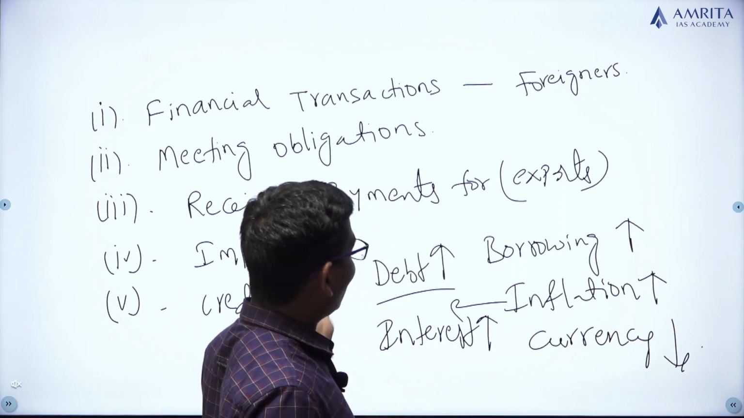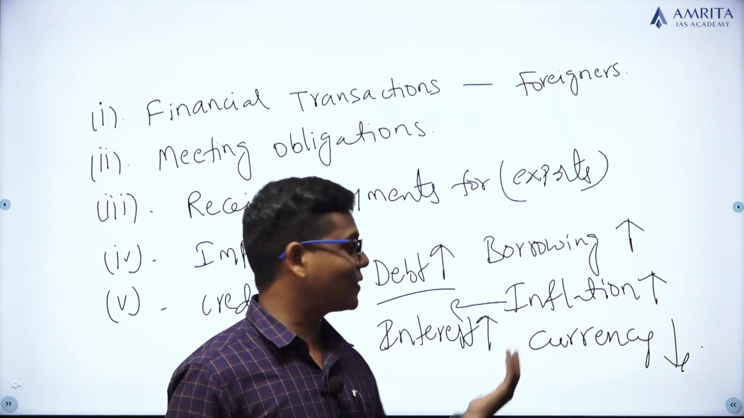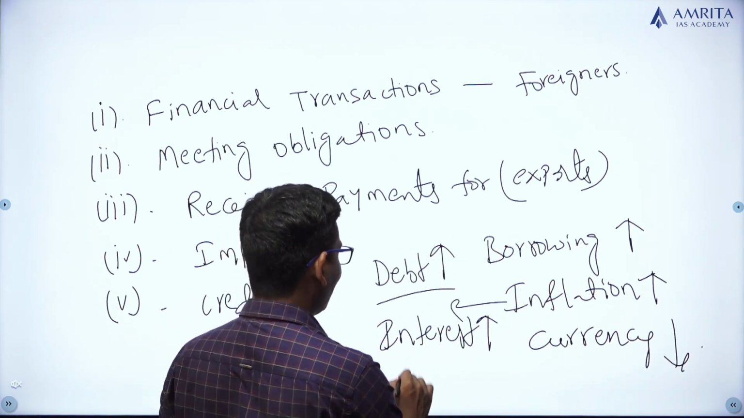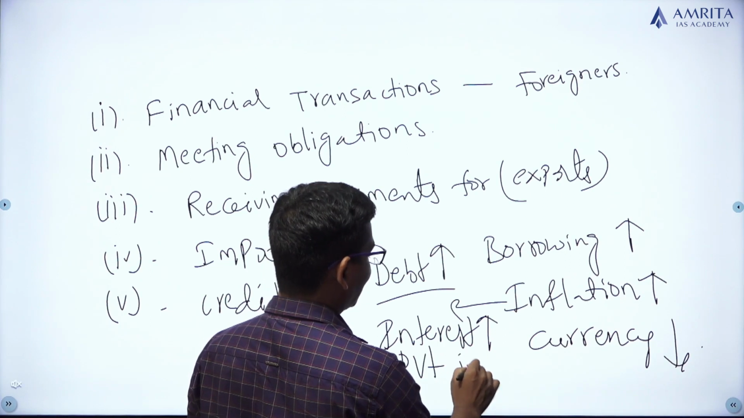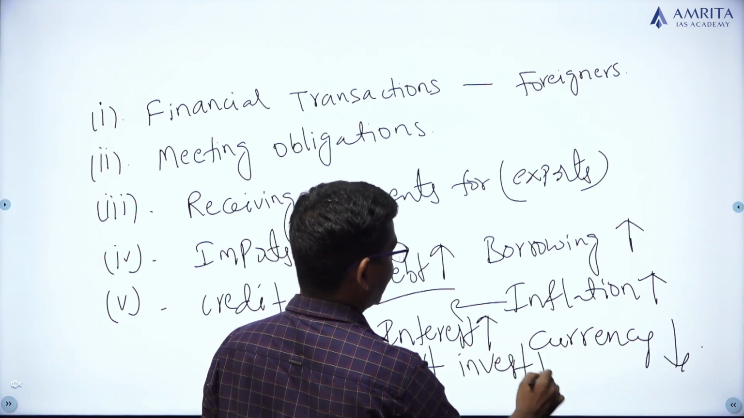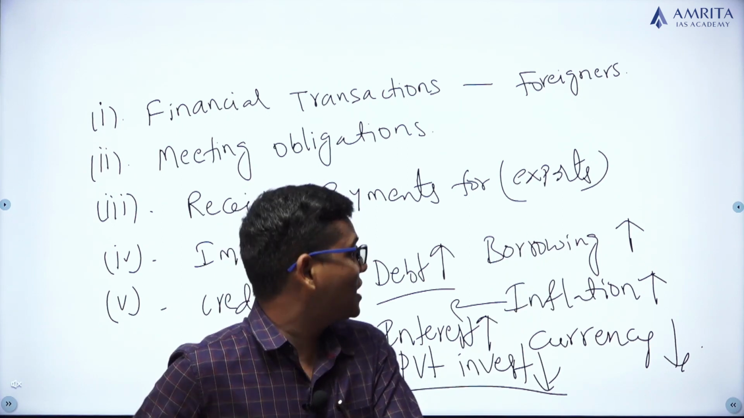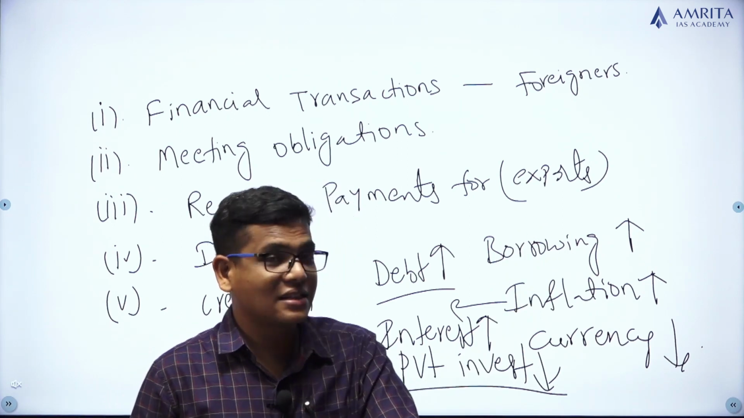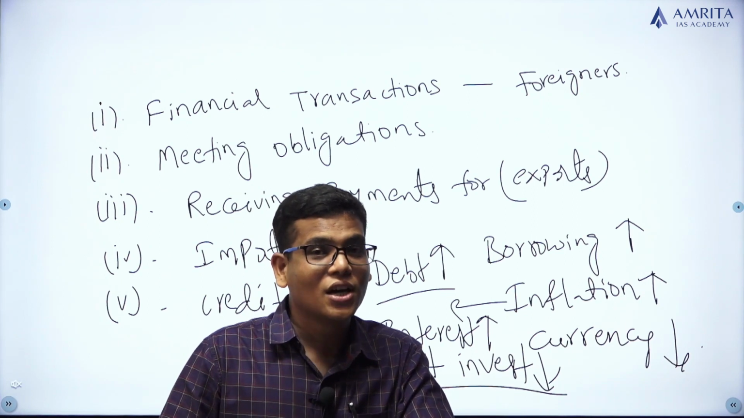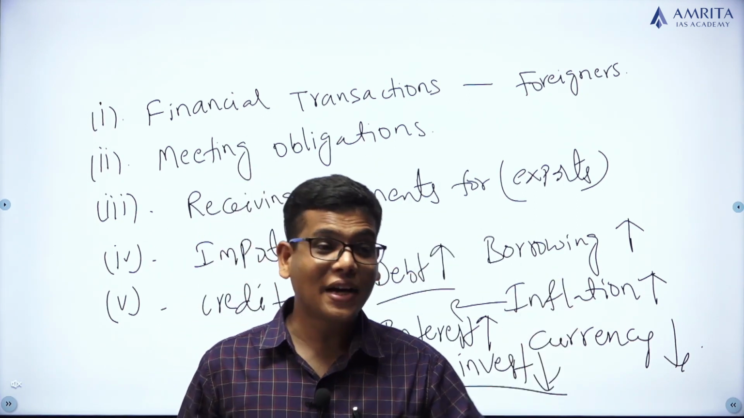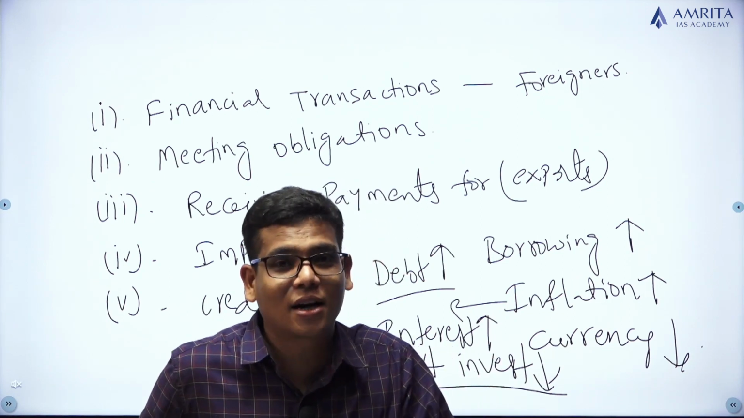And moreover, when the government is taking more money from the market, and it has become very difficult to get borrowing and all, the private investments will reduce, inflation increases, currency depreciates, borrowing cost increases, debt to GDP ratio increases. So this is how it is going to affect an economy, because this is an interconnected global economy.